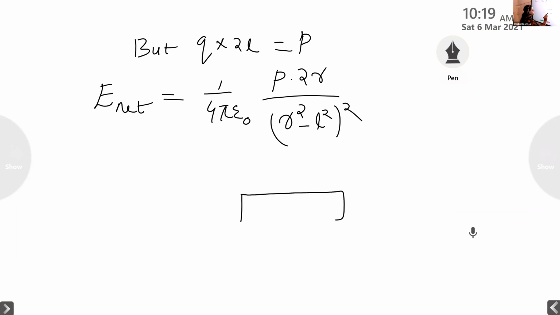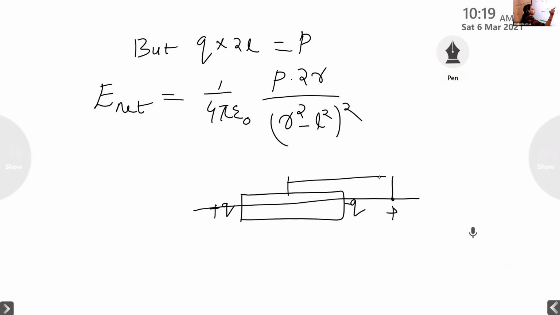We are considering the dipole, plus Q and minus Q, and a point P on the axis through them. From the center of the dipole to the point P, the distance is given by R. The distance from the minus Q to the center of the dipole is L, and from plus Q to the center of the dipole is L. So when we compare these distances, which distance is large, R or L?